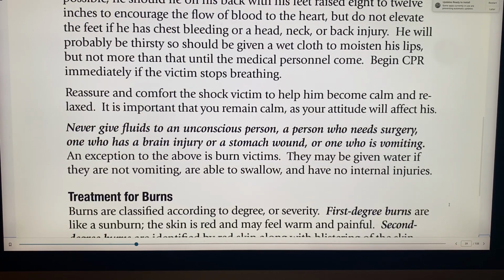So never give fluids to an unconscious person, a person who needs surgery, or one who has a brain injury or a stomach wound or is vomiting. So never give fluids if you think they might have surgery. I told you that. So that's important. So, shock.